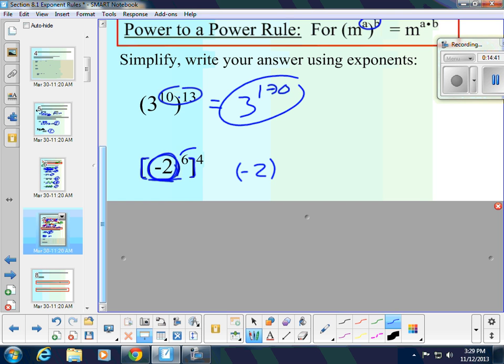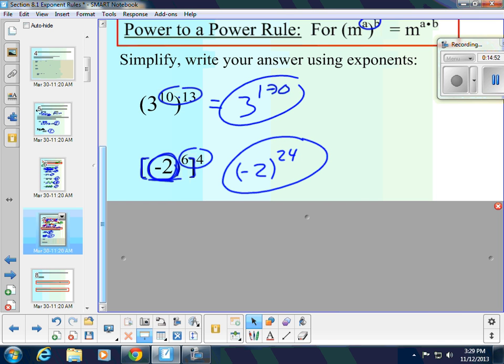But then my two powers are 6 and 4. So it's -2 to the 6th power, and then that to the 4th power. So again, here's where I'd just multiply those both together. And it's just -2 to the 24th power. Again, a bracket is just another type of parentheses, so that's just how they're showing that there.